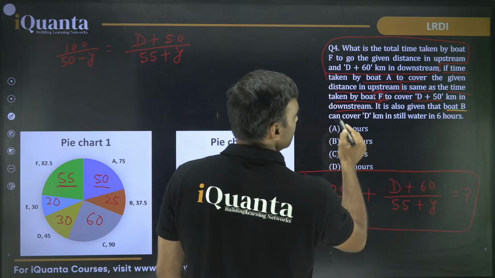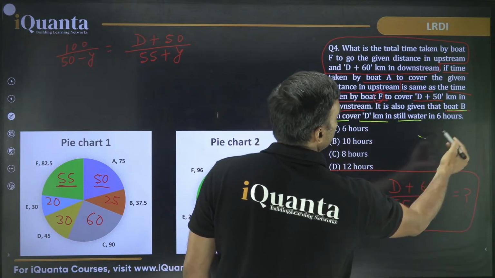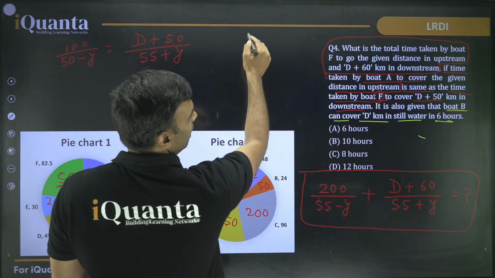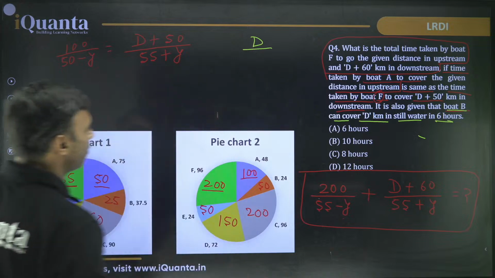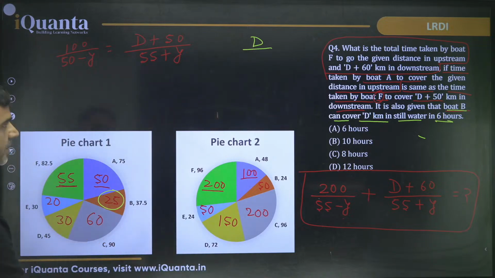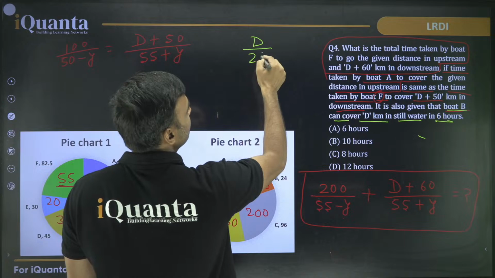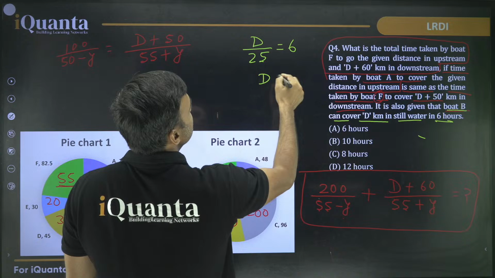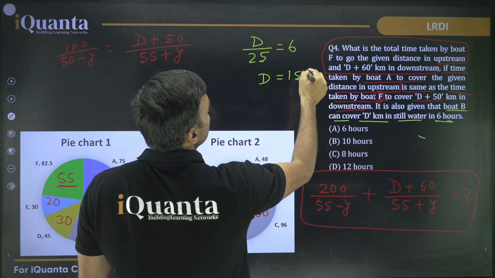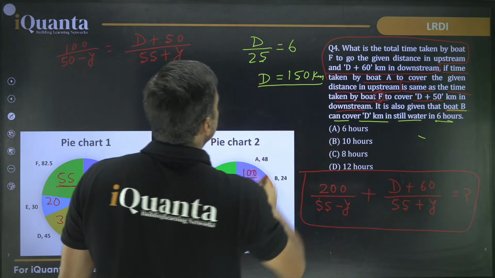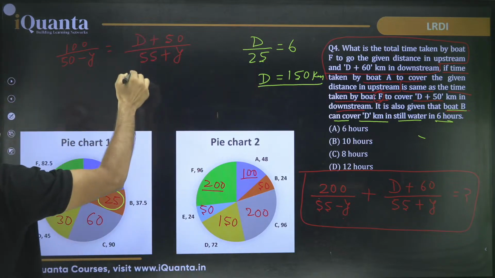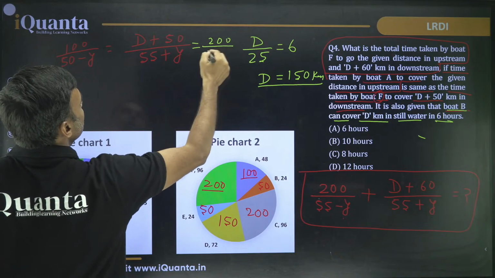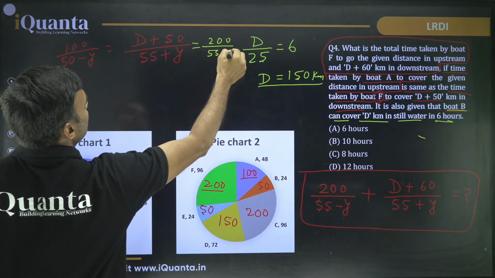Boat B can cover d kilometers in still water in 6 hours. Fantastic. So boat B, d kilometers in still water. What is the still water speed of B? Still water speed of B is 25. So d by 25 is equal to 6 hours. Nice. So this is much easier and faster. This is, I would say, easier than the previous question. So d equals 150, put it here. So 150 plus 50, 200, divided by 55 plus y, and this is 100.